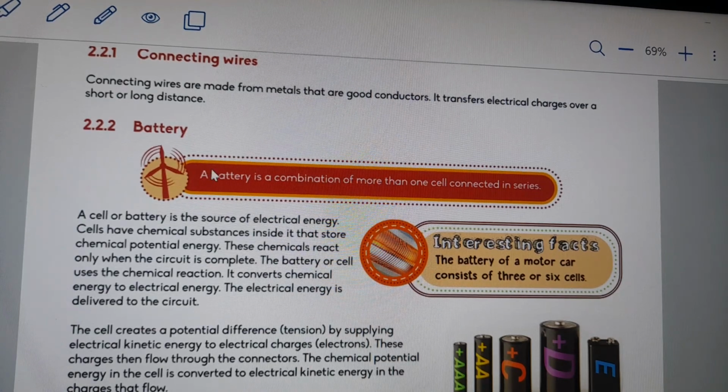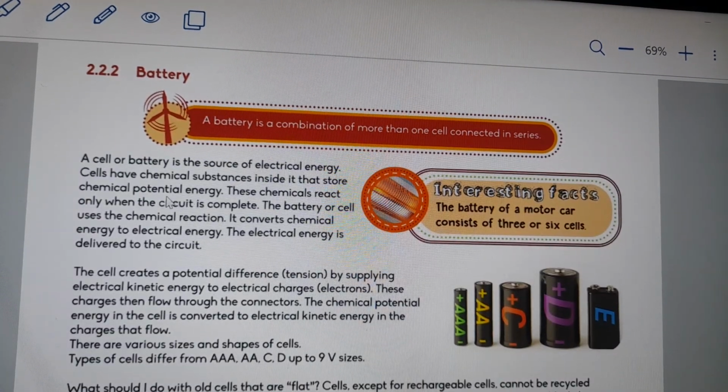And let's look at the battery. A battery is a combination of more than one cell connected in series. Okay, that is a battery. A cell or a battery is the source of electrical energy. Remember, we said one of the three things we need for current to flow is the energy source. Cells have a chemical substance inside them that stores chemical potential energy. These chemicals react only when the circuit is complete. The battery or cell uses the chemical reaction.